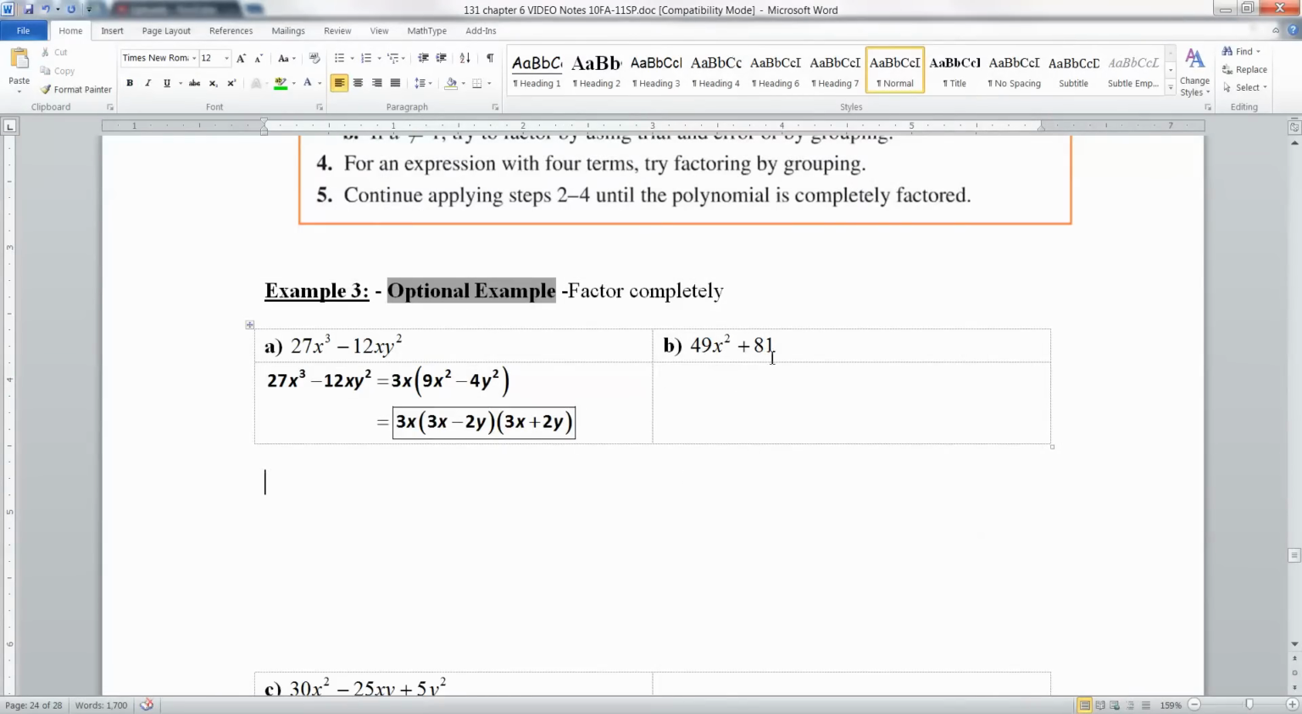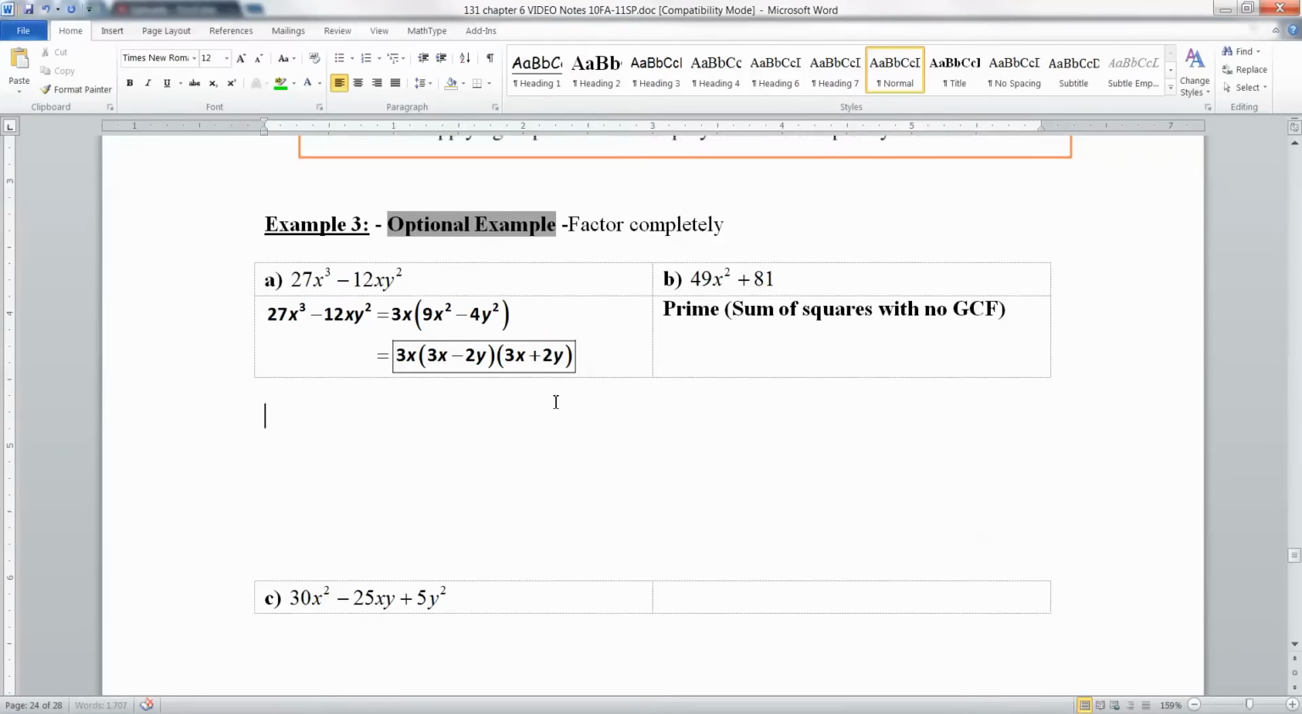All right, now what about B? B looks like it's a sum of squares, right? Is there anything that can come out of it? No, there isn't. So this is prime. This is the sum of squares with no GCF. Right, so there was no greatest common factor to take out. Cool.